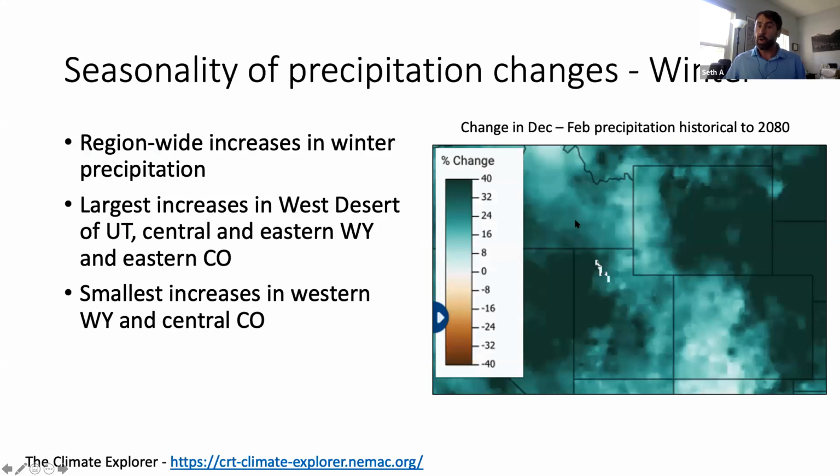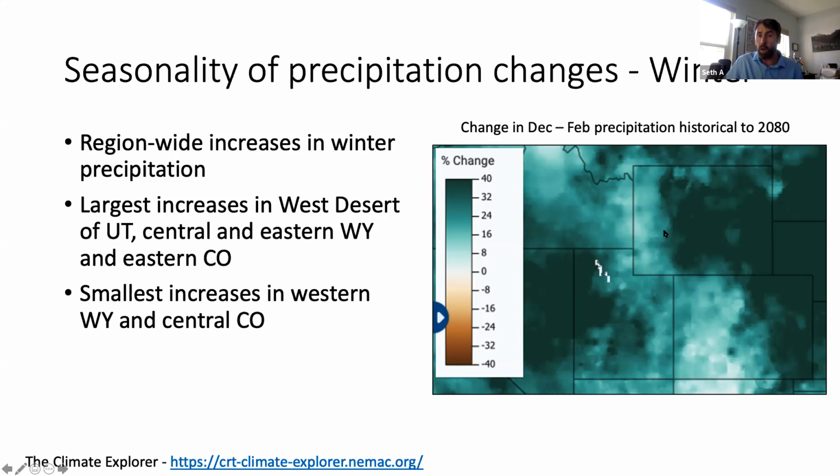The next four graphs, I want to dive into the seasonality of precipitation, because when thinking about snowpack, runoff, and drought, the timing of that precipitation and what that precipitation type might be is very important. So this figure, again, shows all of the same data, but now we're just looking at winter. So this is December through February precipitation, historical period compared to 2080.